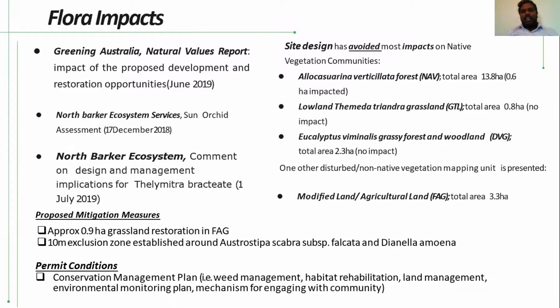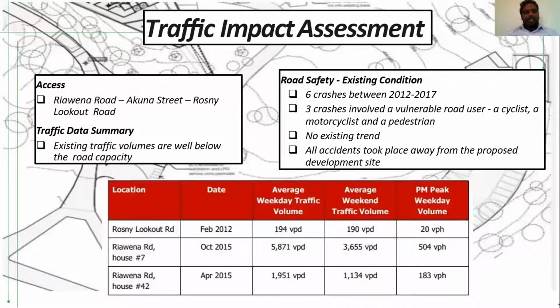Coming to the traffic impact assessment, the road links to the site are Rivan Road, Akuna Street, and Rosny Lookout Roads. The table below shows vehicles per day on weekends and weekdays at normal and peak times. Records show that 6 crashes happened in the time frame of 2012 to 2017. All these crashes happened away from the location.